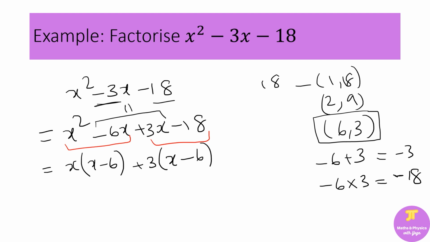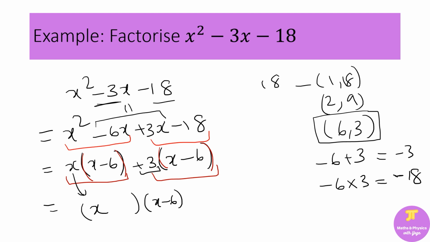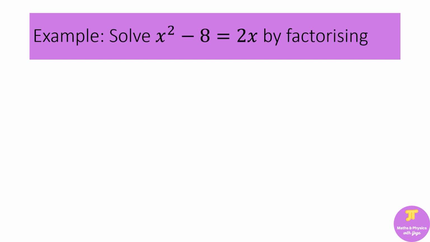So what is left? x minus 6. Now if you look at the two terms here, what is common between these two terms? This x minus 6 is common, so you can take x minus 6 outside. What is left is x and plus 3. So now we have factorized this expression. If you want, you can go back and check whether the factorization is correct using the expansion law that you learned previously.